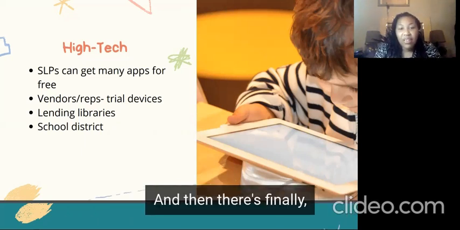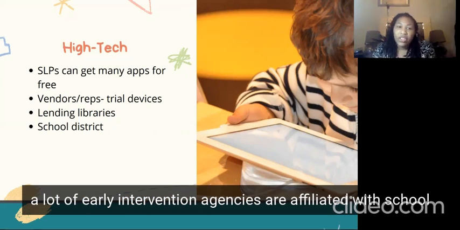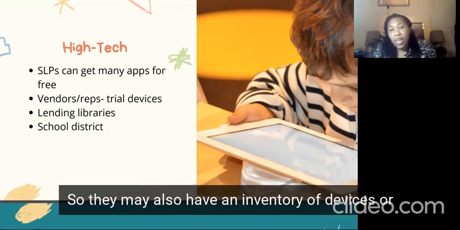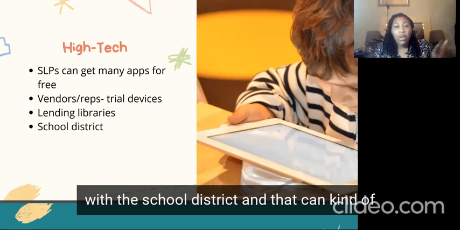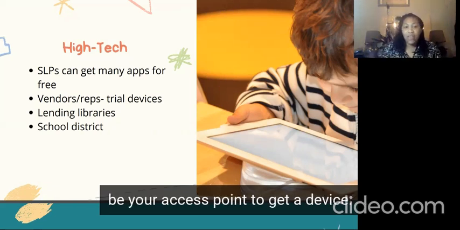And then finally, a lot of early intervention agencies are affiliated with school districts, so they may also have an inventory of devices, or they may just allow you to get an AAC eval through the school district, and that can kind of be your access point to get a device.